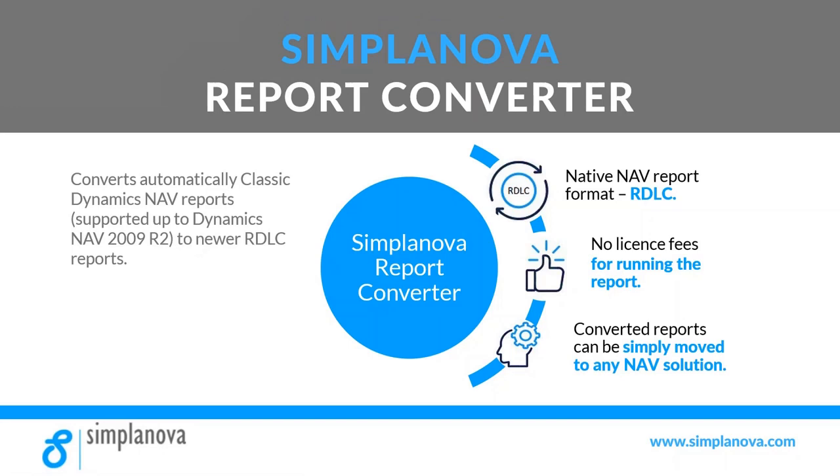It does not only convert C/SIDE reports, but it also actually converts them to NAV objects. So you have a native NAV report after the conversion. It's an RDLC report. And you don't need any license fees in order to run this report, which is a very good benefit compared to all the other tools. So once you convert it, it's your report. You can delete our tools. You don't need anything else. So that means that these reports can also be moved across many customers who don't have Simplanova's tool installed.